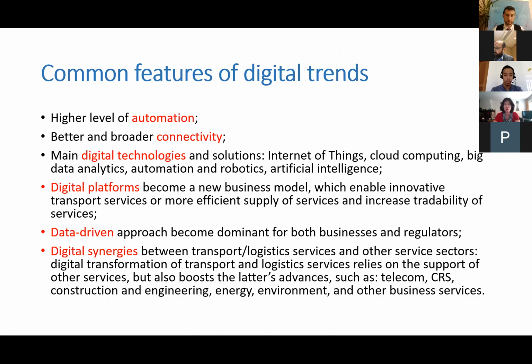In order to understand the role of data in the sector and cross-border data flows, before I give some specific examples, it's important to understand some common features of the trends. First of all, we have seen a higher level of automation: autonomous vehicles and, very quickly, even autonomous ships. Thanks to the Internet of Things, we have better and broader connectivity, not just between vehicles and ships, but also between infrastructure and vehicles and ships. Digital technologies, especially Internet of Things, cloud computing, big data analytics, and automation AI, are now widely deployed in the sector.